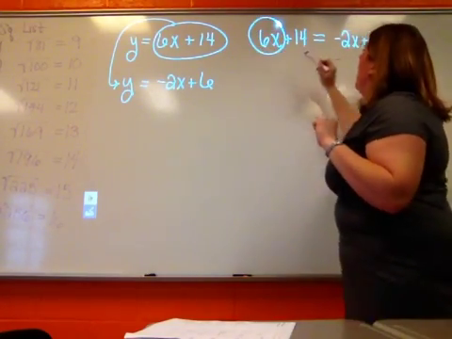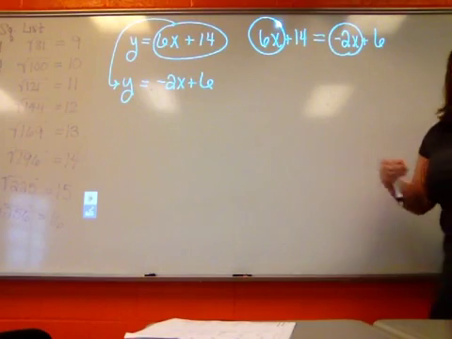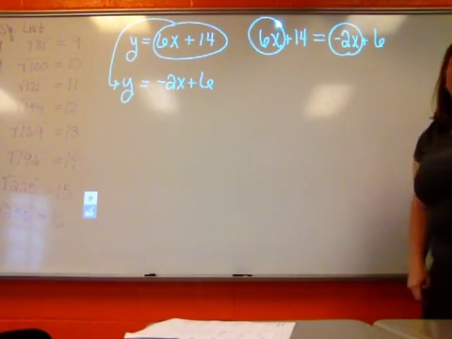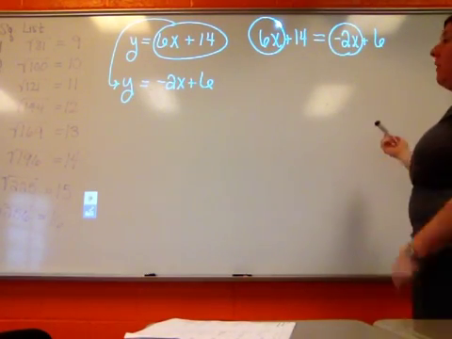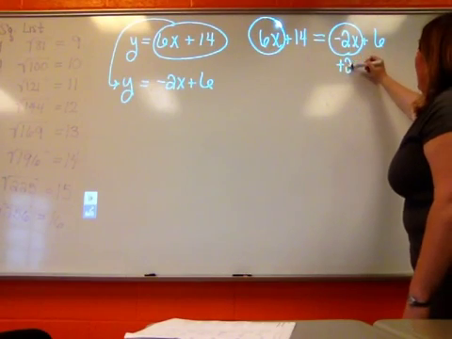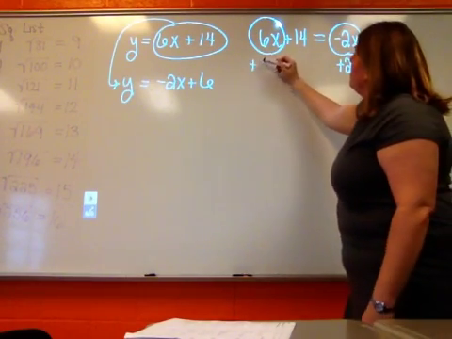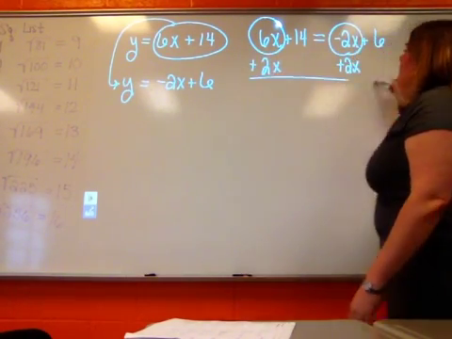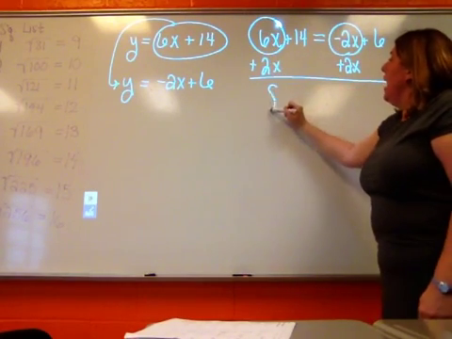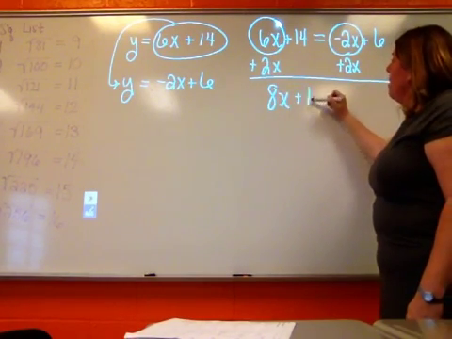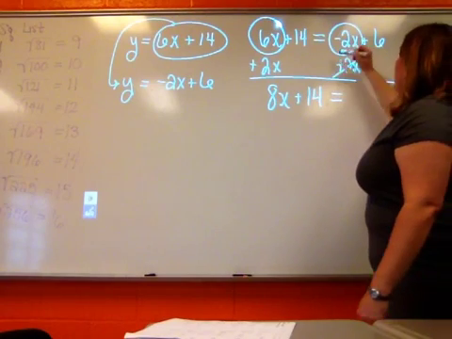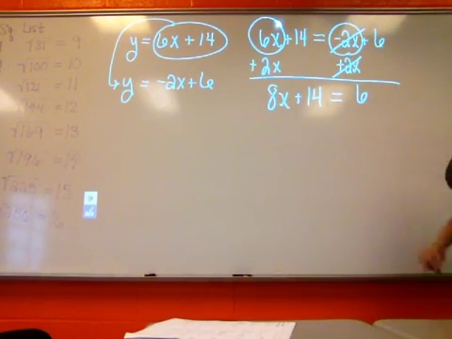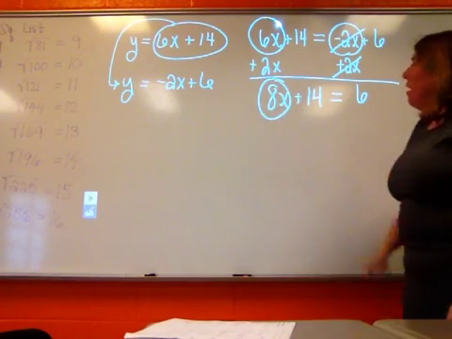So here's my 6x, here's my negative 2x, and I need for them to be together. They're on opposite sides of the equal, so that means inverse operations. So I'm going to add my 2x. 6x plus 2x is 8x. Plus 14 is now going to equal, those are going to cancel, 6. So now here's my 8x that I'm solving for.